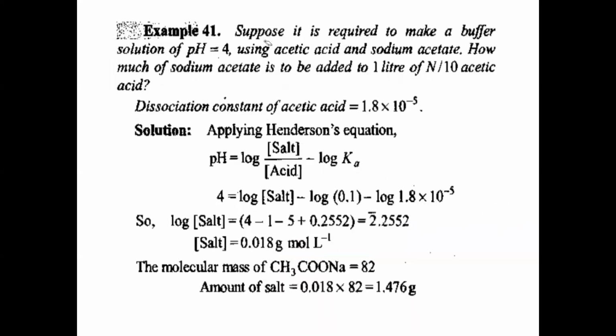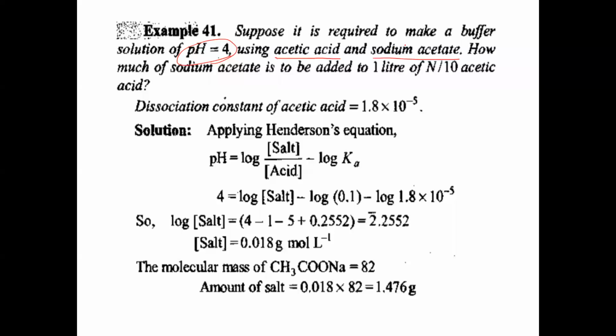Next, another example is that suppose it is required to make a buffer solution of pH 4. Now pH of buffer is given. Here pH of buffer is 4 means acidic buffer or basic buffer? Acidic buffer. pH 4 is given means what? Acidic buffer. Using acetic acid and sodium acetate. Acetic acid is weak acid and sodium acetate is salt.